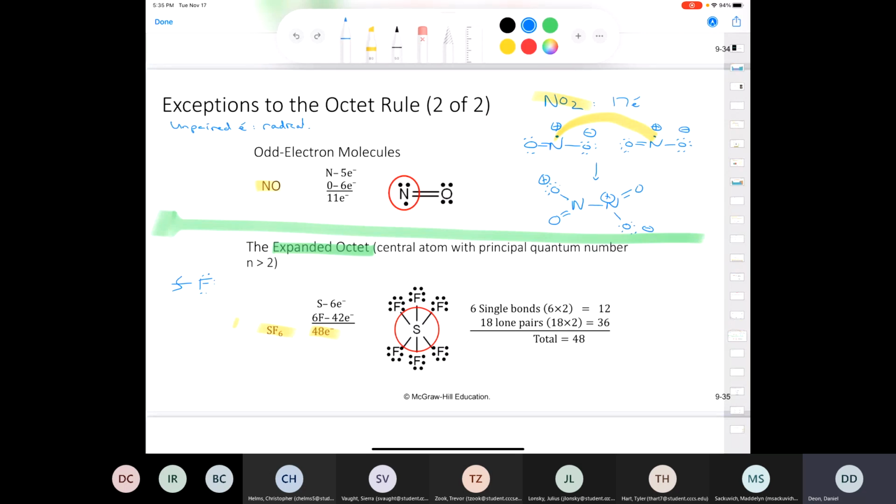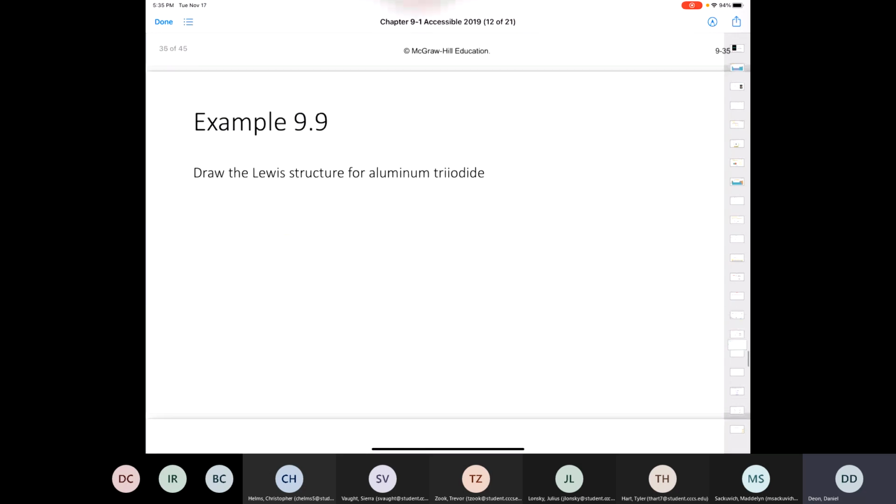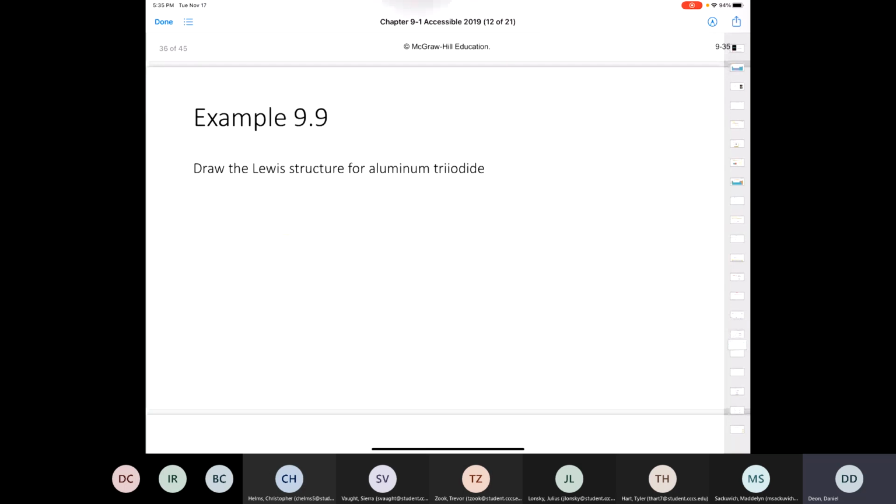Well, that's enough talking. I think it's time for us to try a few problems where we're going to get to apply some of these concepts. Let's take a look at this one. It says, draw a Lewis structure for aluminum triiodide.